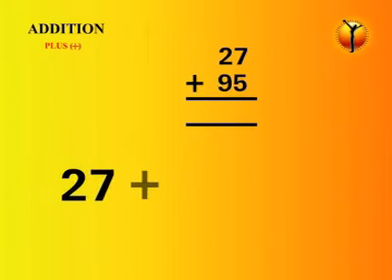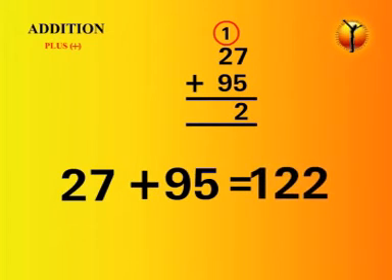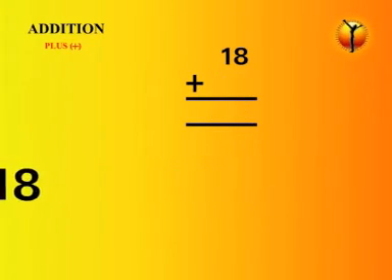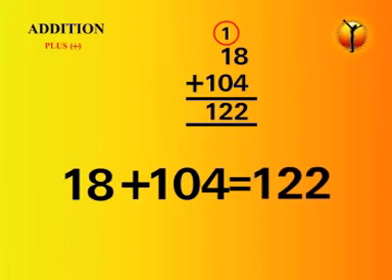27 plus 95 is equal to 122. 18 plus 104 is equal to 122.